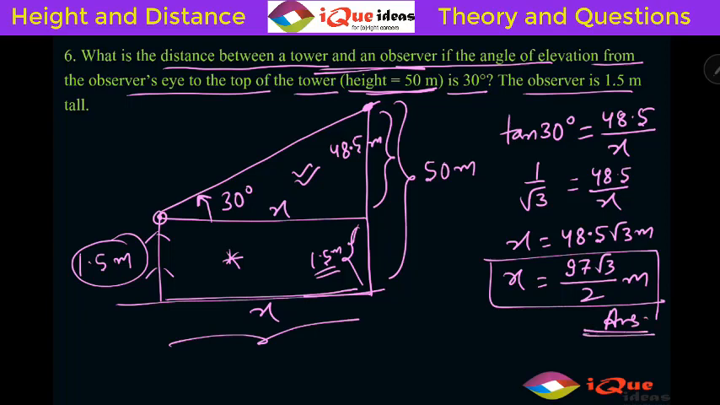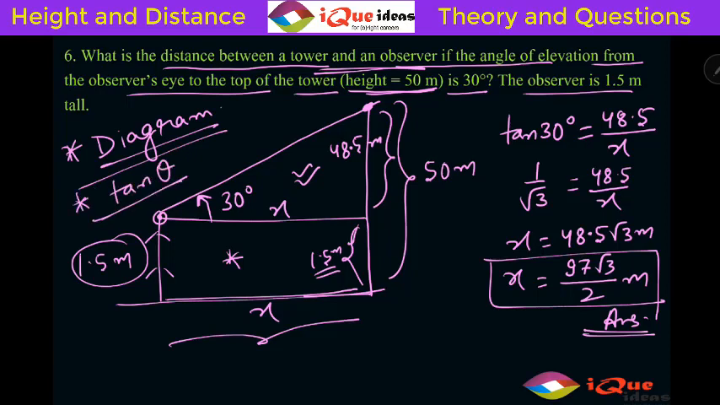All right. See, it is important in height and distance to draw the diagram properly. All right. And identify the type of triangle, or if we can use any ratio, or how we can use tan theta. Right. That is what is very, very important.